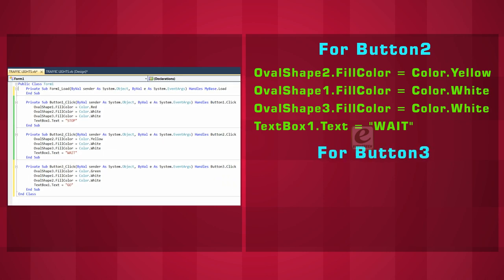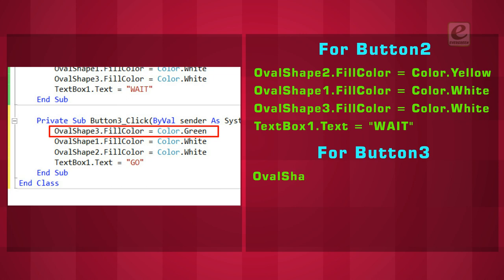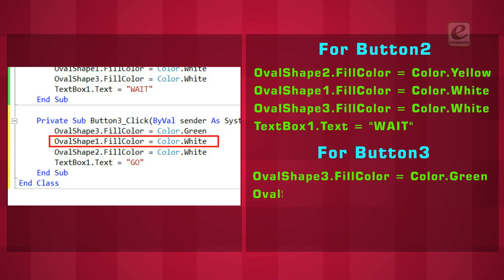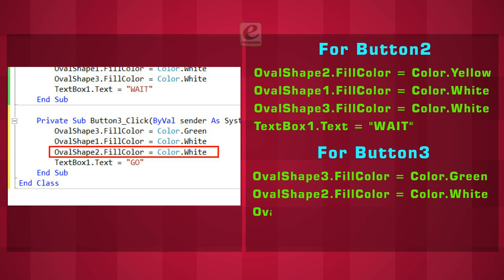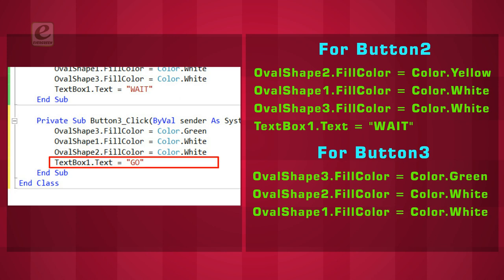For button 3, OvalShape3.FillColor = Color.Green. OvalShape2.FillColor = Color.White. OvalShape1.FillColor = Color.White. TextBox1.Text = "Go".